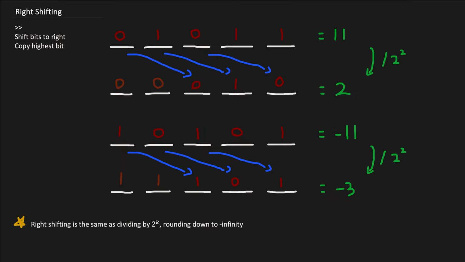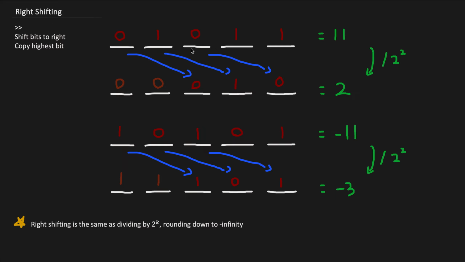So for right shifting, it's pretty similar to left shifting. And also one thing to note for my examples, I'm assuming integers are 5 bits. Obviously it's different when you're programming. When you're programming, the integers are usually 32 bits. But for simplicity, I'm just using 5 bits.